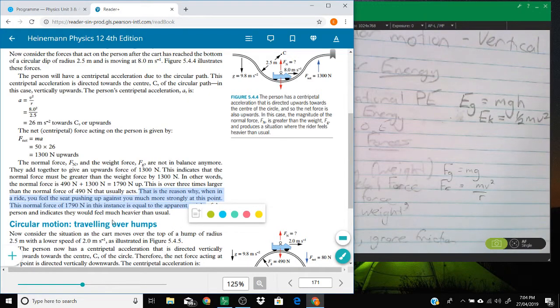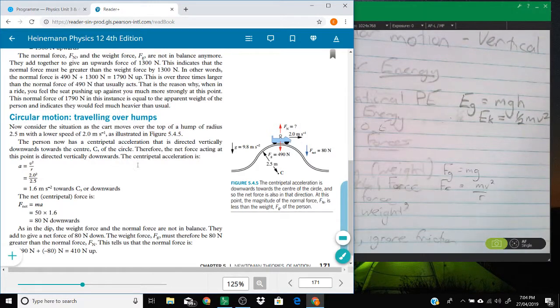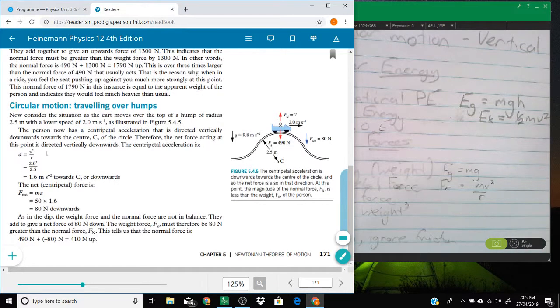All right, so what about the other scenario when you're going over a hump? Well, the argument is in reverse. In this case, you're going to be turning around this way. Remember, if you turn around a circle, the direction of the centripetal force is in towards the center of the circle. So the centripetal force is down. Let's have a look at what they've done.